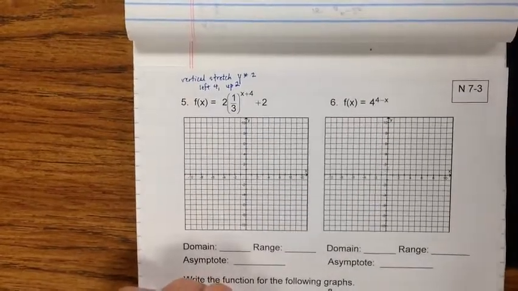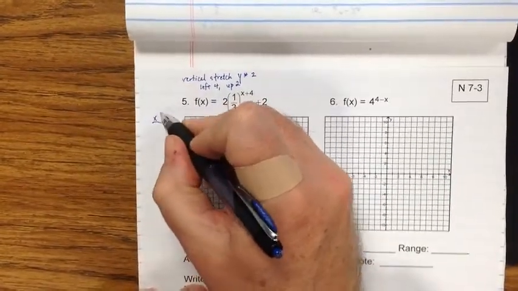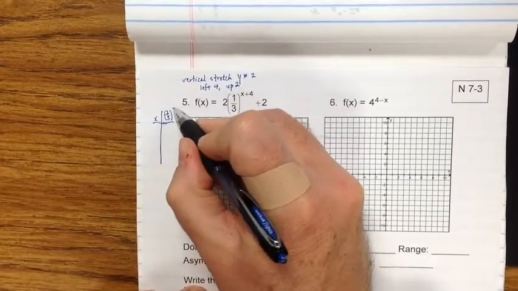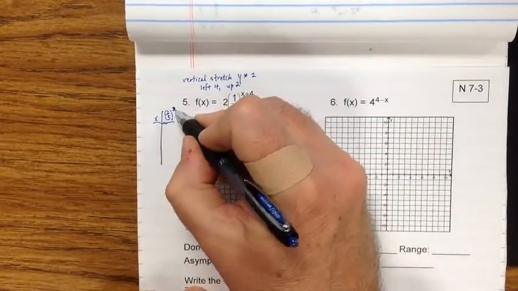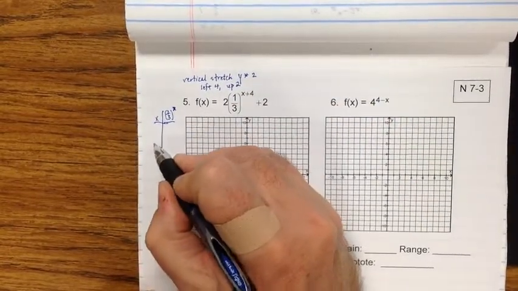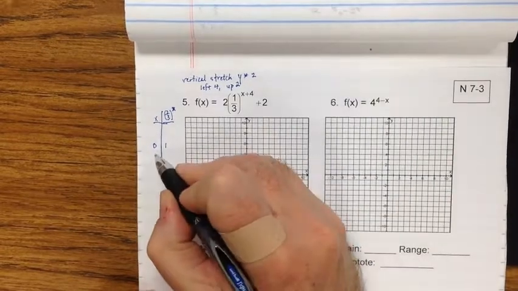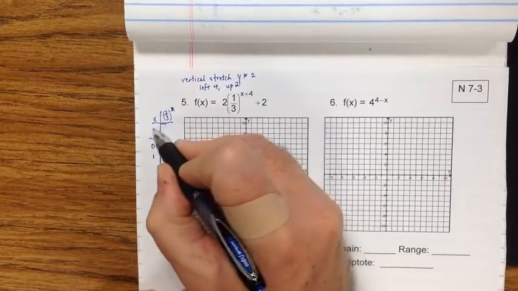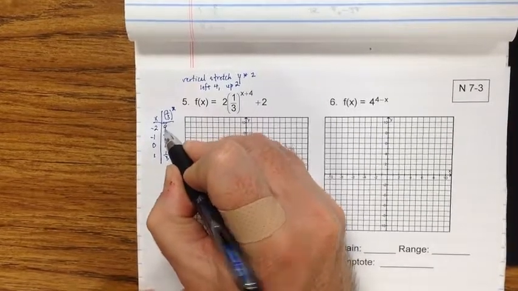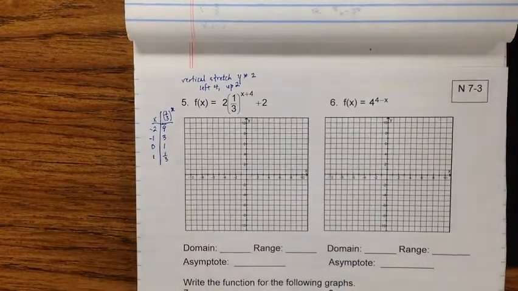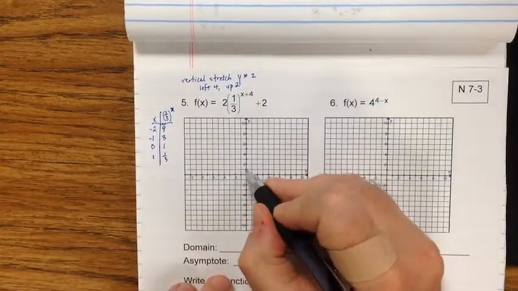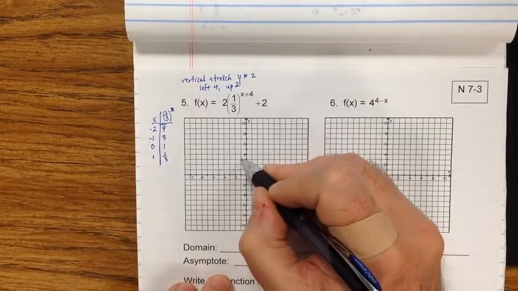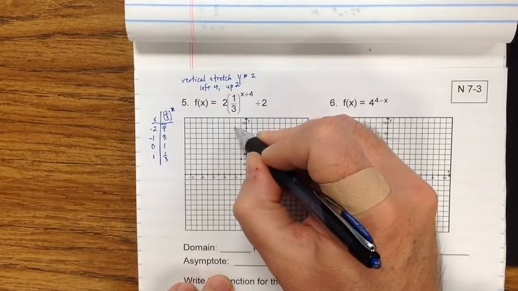So let's make ourselves a little table here with x and 1/3 to the x power. If I put in 0, clearly I get 1. If I put in 1, I get 1/3. If I put in -1, I get 3. If I put in -2, I get 9. Alright, so let's put those points on very lightly here. So I've got (0, 1), (1, 1/3), (-1, 3), (-2, 9).